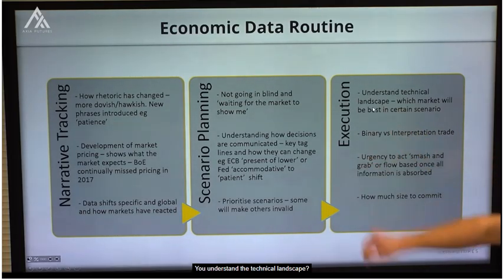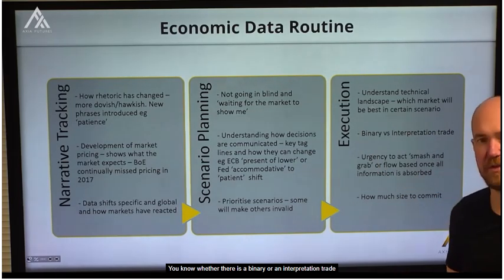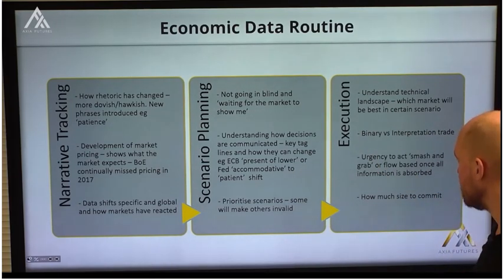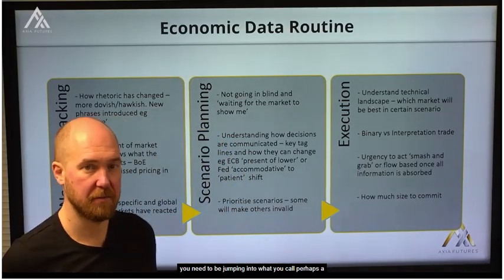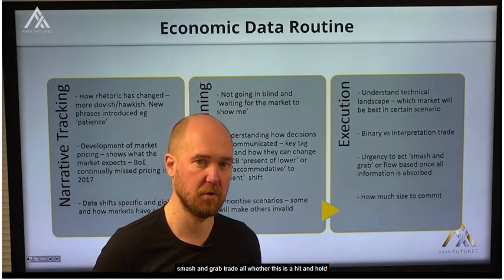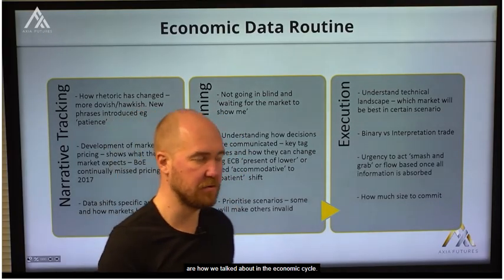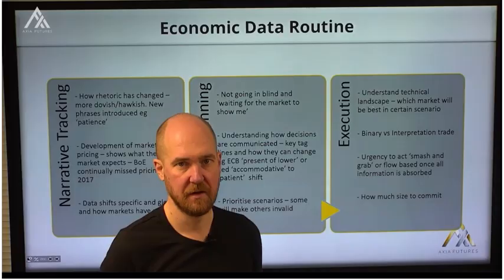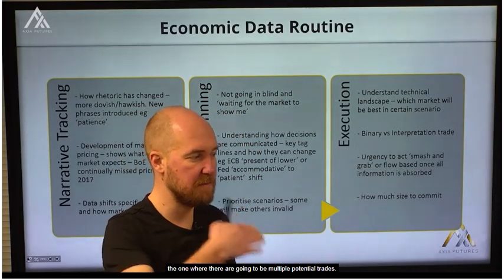You understand the technical landscape. You know whether there is a binary or an interpretation trade here. You know the scope of a move. So you can tell whether you need to be jumping into what you call perhaps a smash and grab trade, or whether this is a hit and hold trade. And your narrative tells you that. It's about understanding where you are, as we talked about, in the economic cycle. You know that CPI is the important thing. This is the one where there are going to be multiple potential trades.